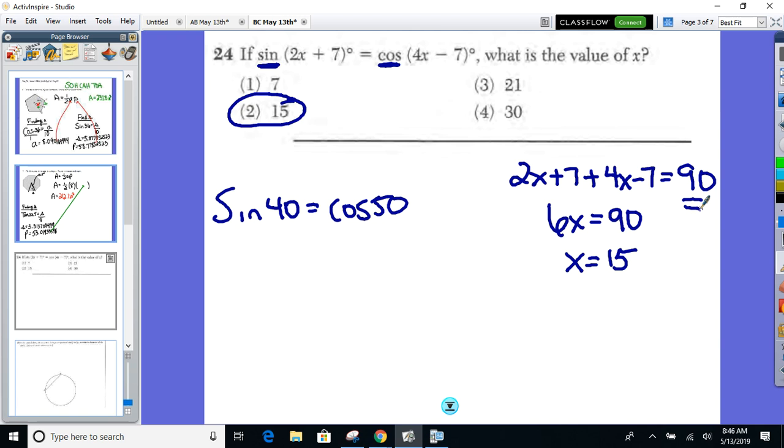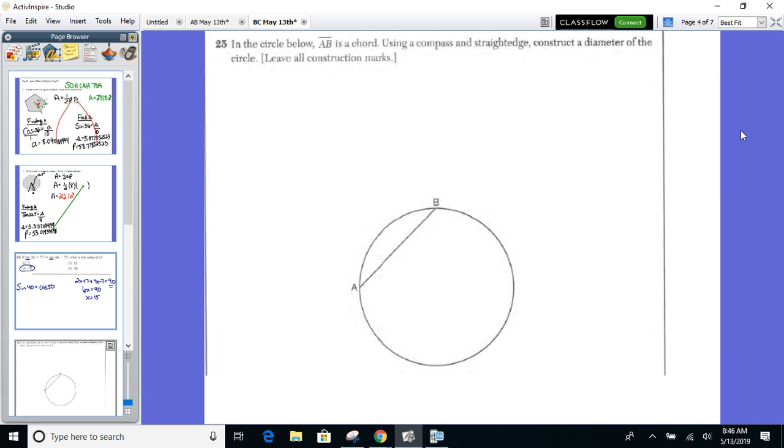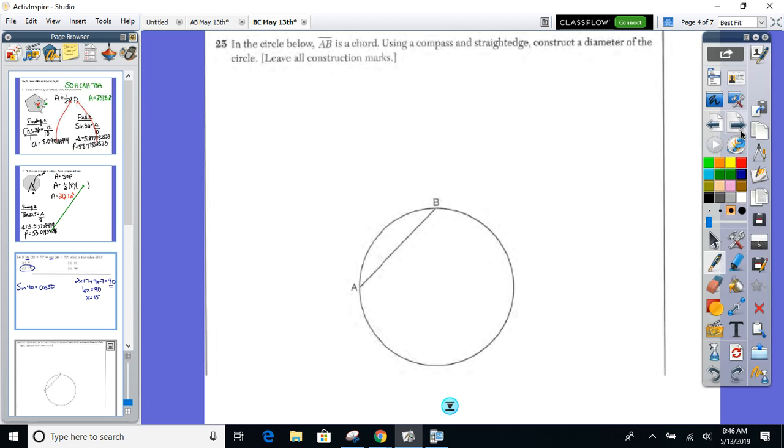All good. Okay, I think you're going to need the compass on this. Next one, 25. Here was the construction for this one. A little tricky, this one. Usually they're pretty straightforward. This one had you thinking a little bit.